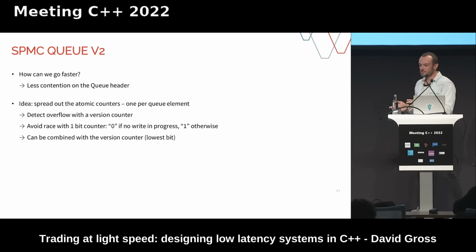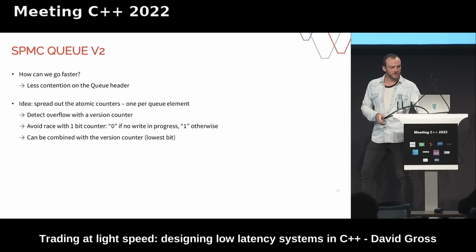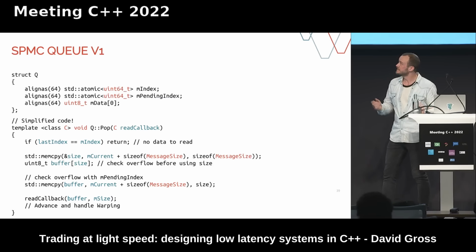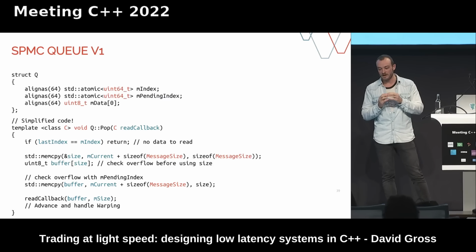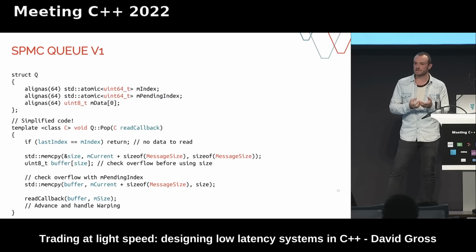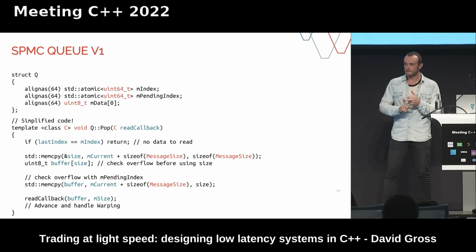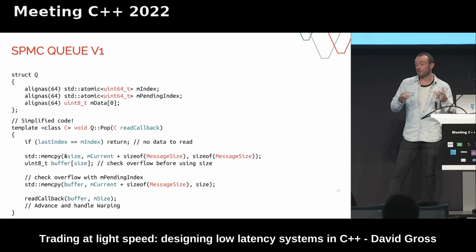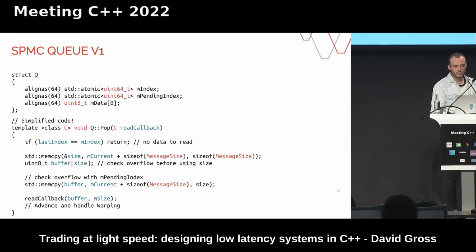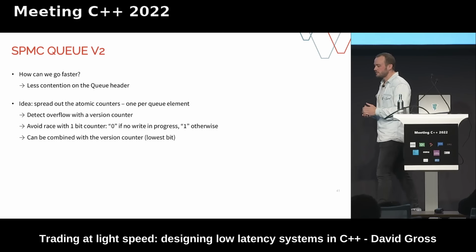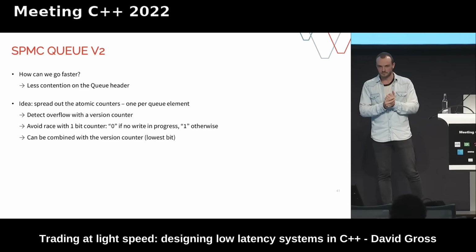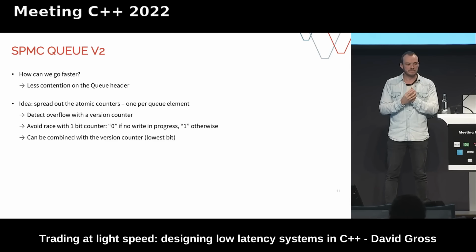The idea is to have less contention, right? The reason that we are a bit limited is that these two indices, index and pending index, are touched by every single push and pop that we do. The writer is going to update them, the reader is going to read them. And that is going to cause a lot of cache coherency traffic. Modern CPUs all use different cache coherency protocols, but in short, the cache line will never be in an exclusive state. And that's our main bottleneck here.